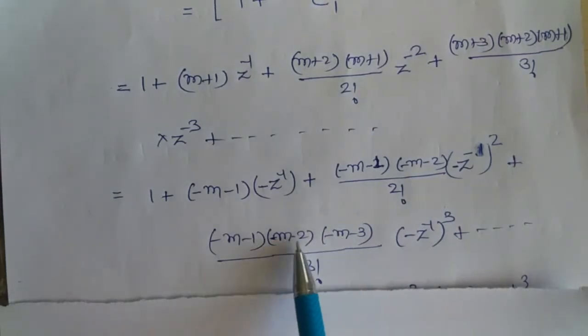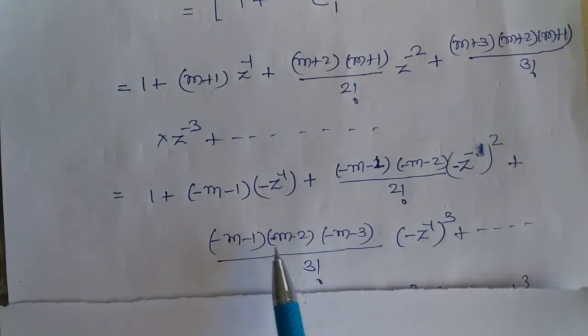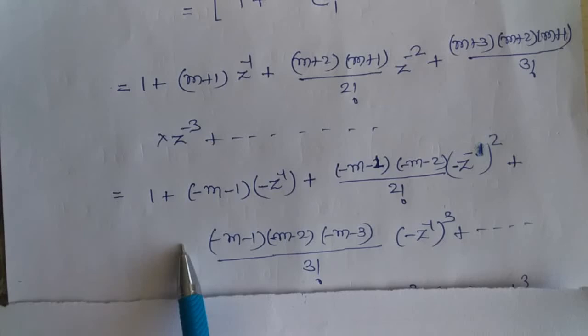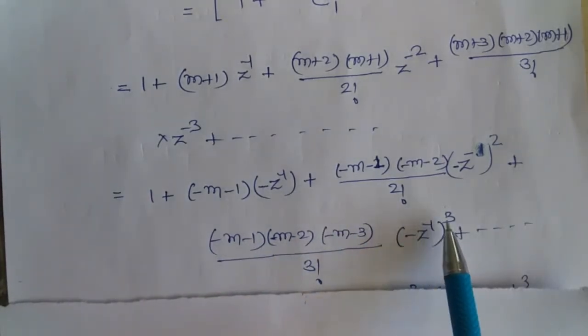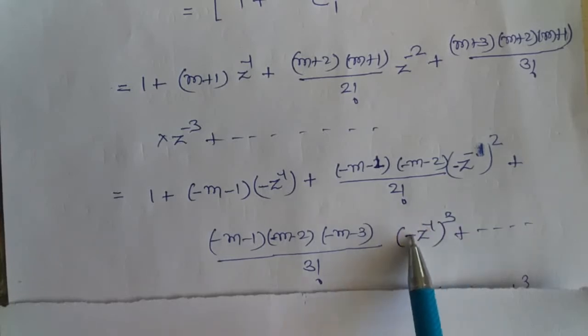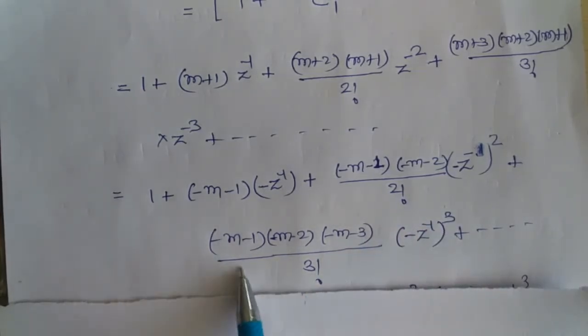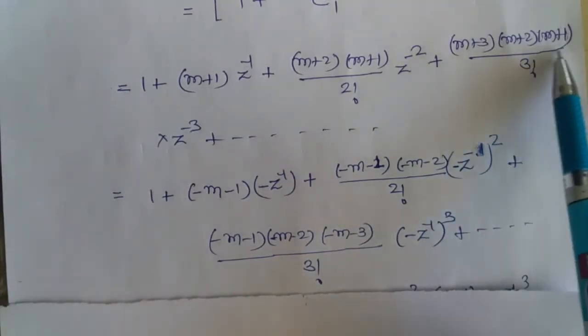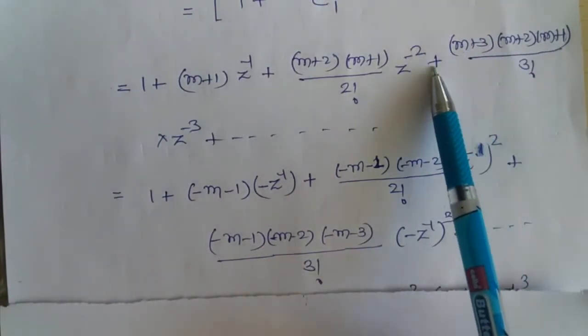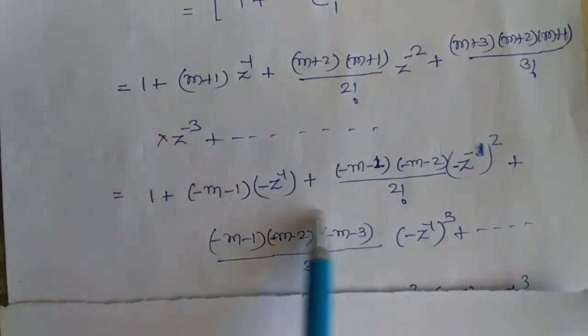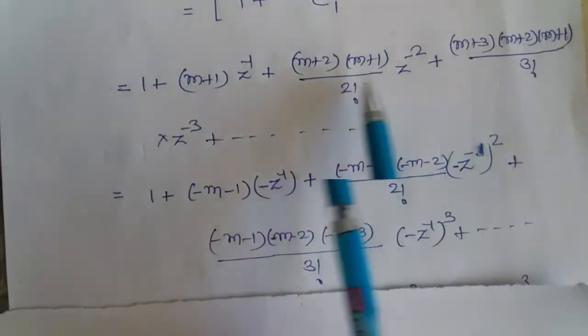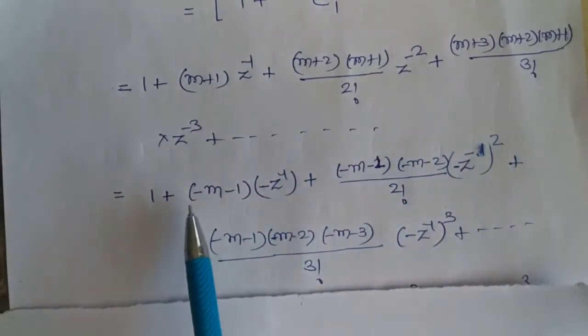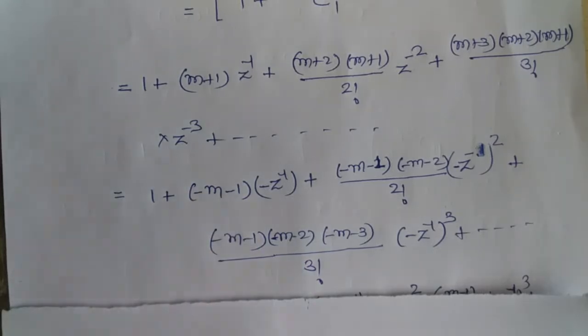So here negative common, then positive, and here negative common, then we have negative term (m+1)(m+2)(m+3), and here we have minus z inverse cube is minus z power minus 3. So negative is again positive, so we get (m+1)(m+2)(m+3) by 3 factorial into z power minus 3. So we express this expansion in terms of negative m.